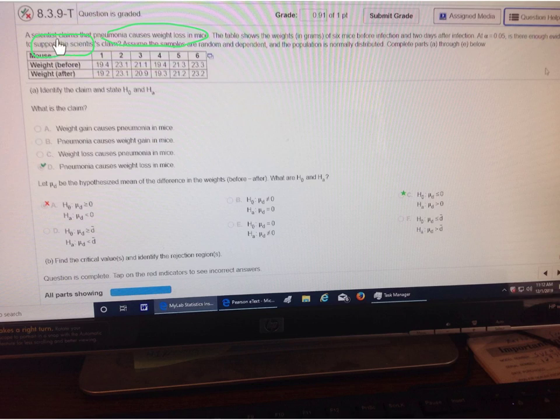So you want to support the claim. You may want to go back to page 356 and read a few pages about claims and supporting claims. If you want to support the claim, it has to be the alternative hypothesis. If you go back and read, it must be the alternative.